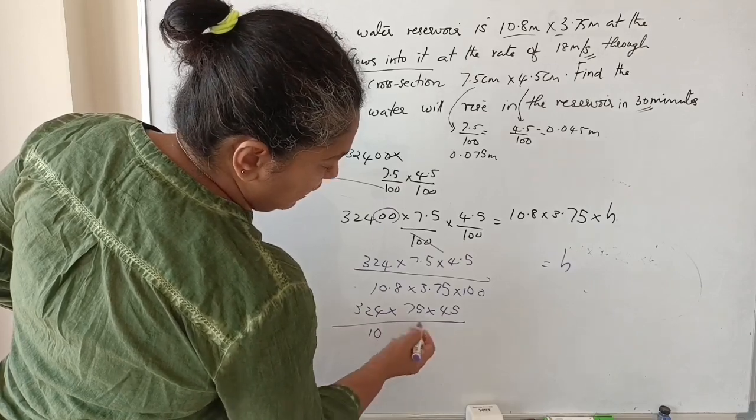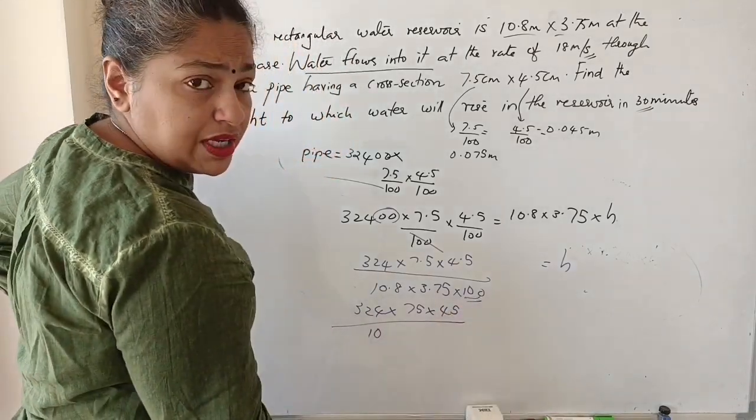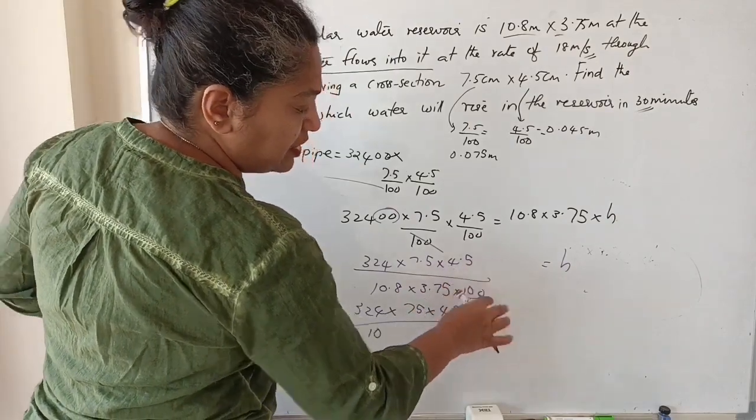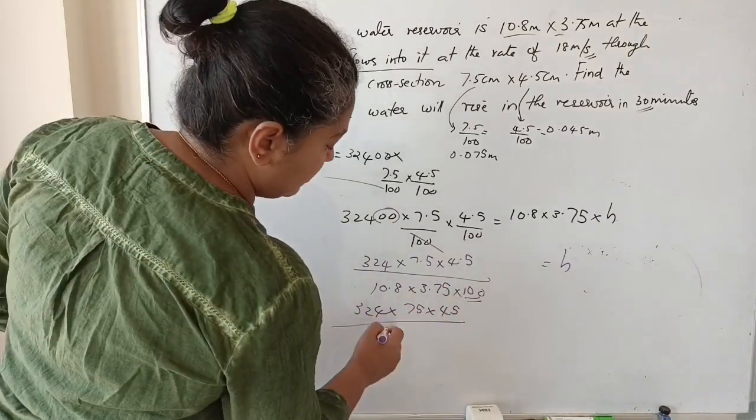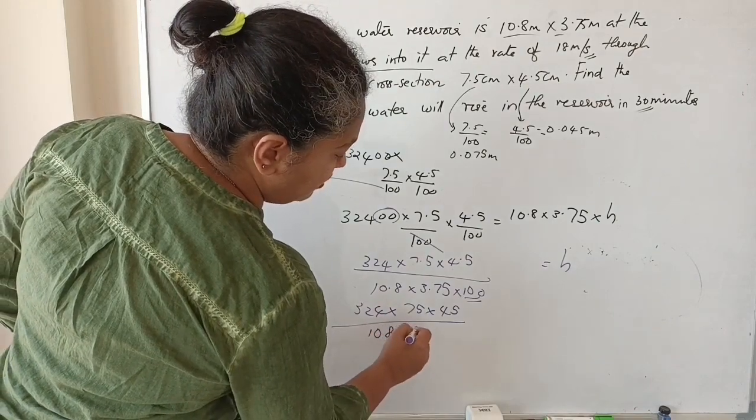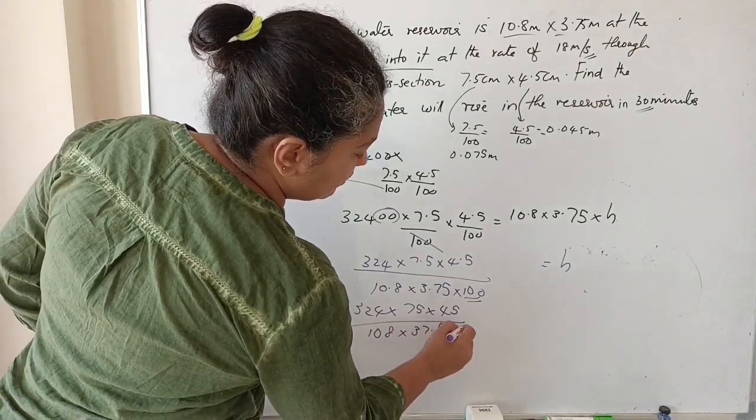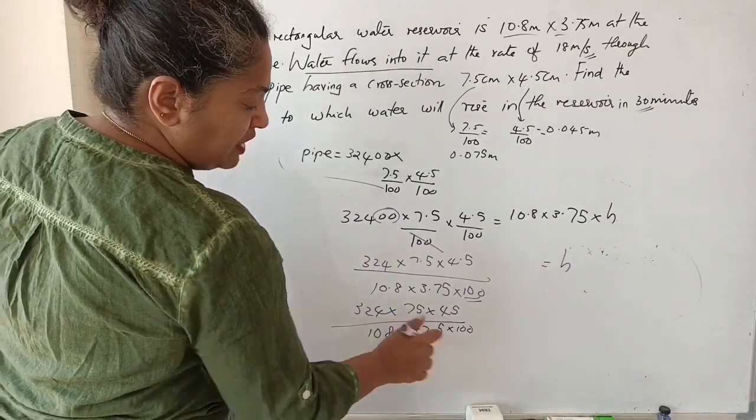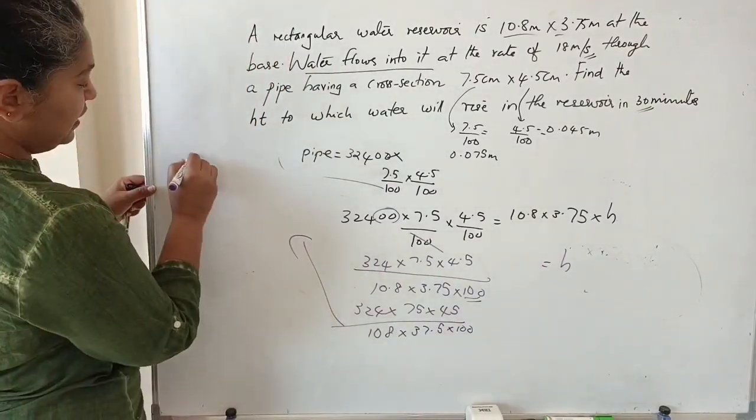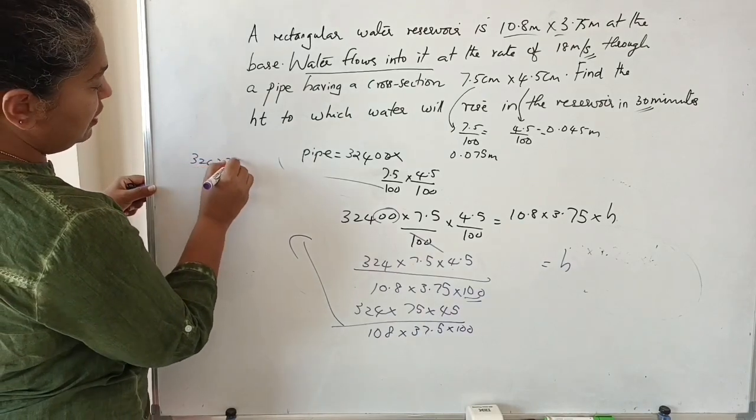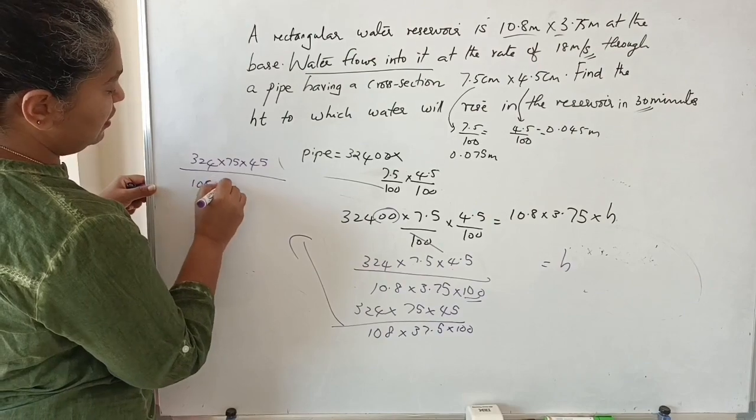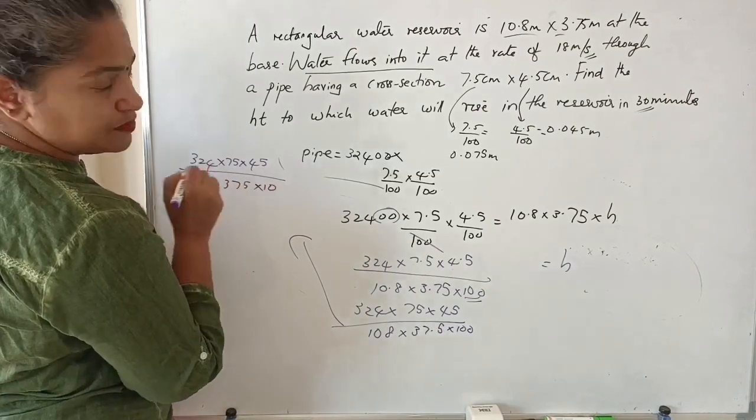Here also I multiply. I don't have to multiply with 100 because I already have 100 over here. But because I have multiplied the numerator with 100, I have to multiply the denominator also with 100. So I get 108 into 37.5 into 100. Now I have one more decimal over here. In order to avoid that, I will do 324 into 75 into 45 by 108 into 375 into 10.